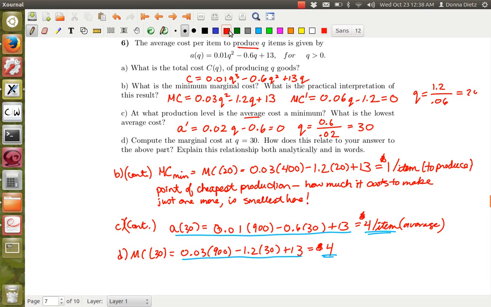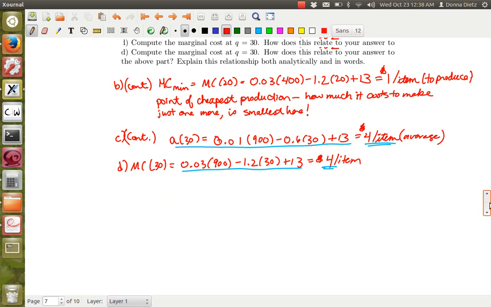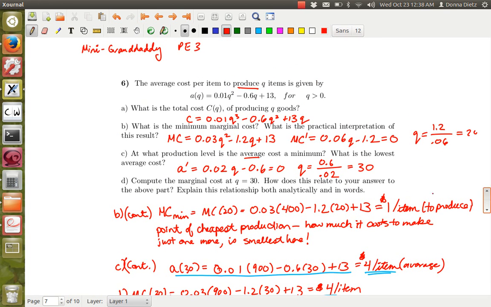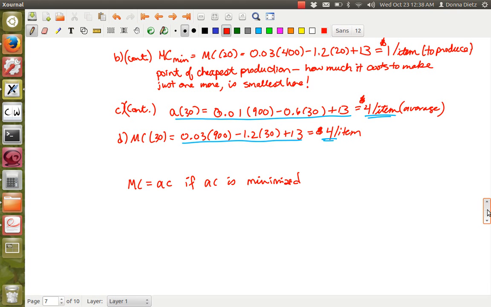Is that a coincidence? No, we expected this. Why? Because of your hexaflexagon. See, marginal cost equals average cost if average cost is minimized. And we minimized average cost, and we found that Q was 30. So at Q equals 30, we expect these two to be equal. So we have a parabola like that, and a parabola like that.